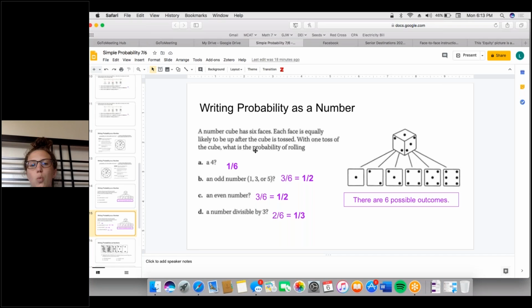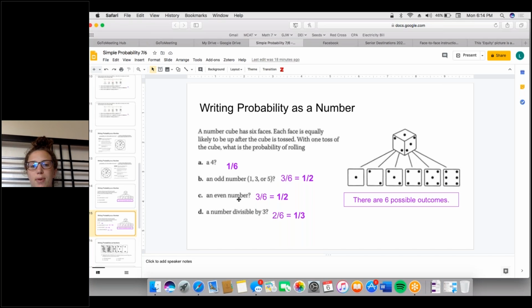B asks us, what is the probability of rolling an odd number, which is 1, 3, and 5? There are 3 different cubes with odd numbers, which means I have 3 favorable outcomes, that's my numerator, and there are still 6 possible outcomes, that's my denominator. And just like when we work with other fraction problems, when we have fractions that we can reduce, we do, and 3 over 6 reduces to 1 over 2.